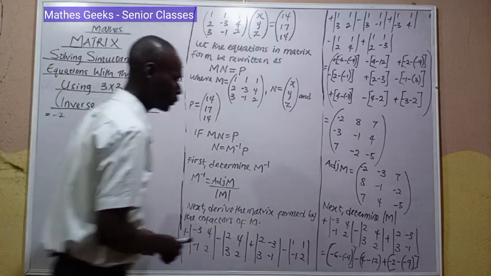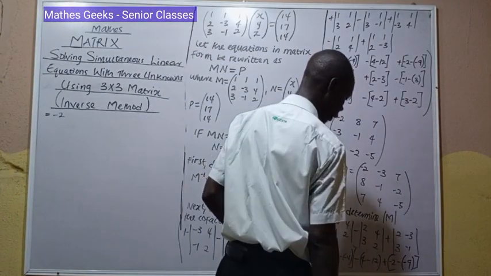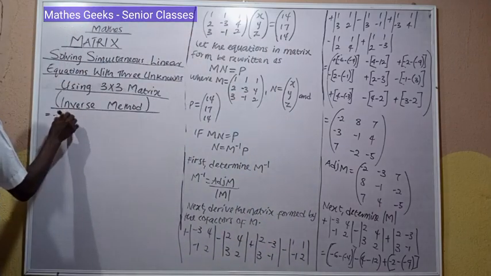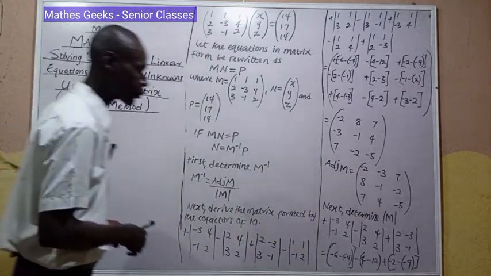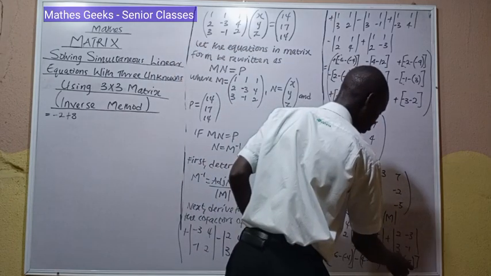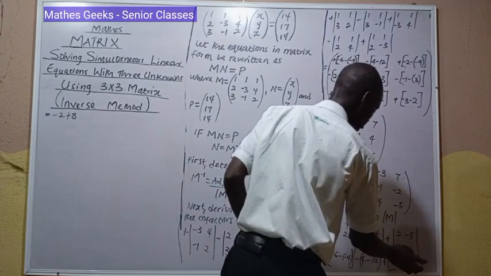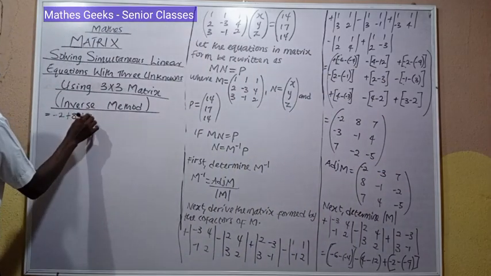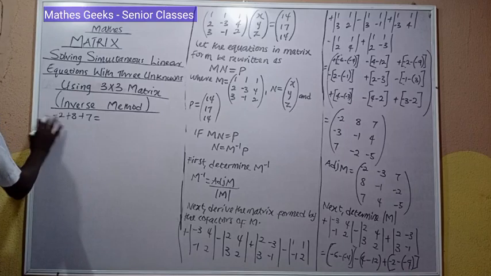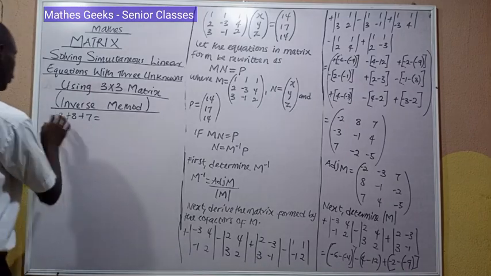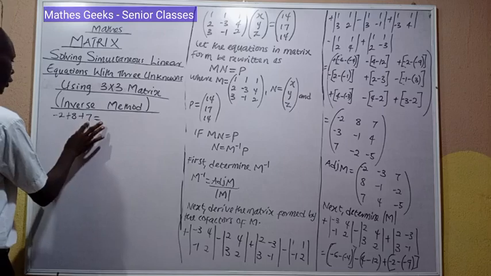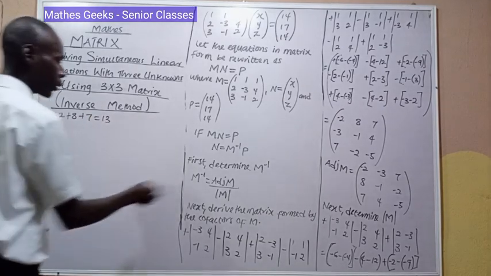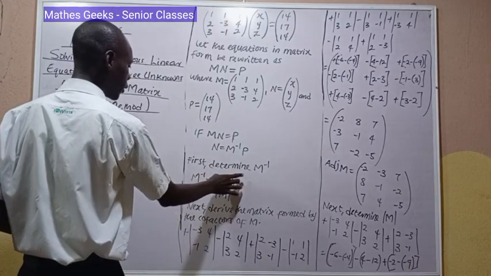And then followed by 4 times minus 12 is minus 8. Minus 8 times minus 1 is plus 8. And then minus times minus is plus. Minus 2 plus 9 is 7. 7 times plus 1 is plus 7. So this equals minus 2 plus 8 is plus 6, plus 7 is 13. So our determinant M is 13.